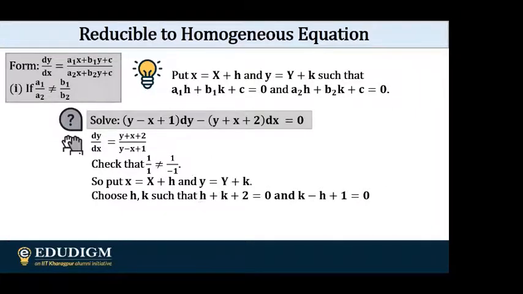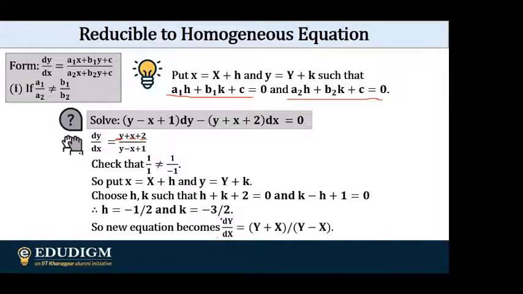Okay. So as you can clearly see, these are the conditions it needs to satisfy. So just put this as k and this as h plus 2, that should be 0. Similarly, this one. So if you solve them, this is what you're going to get. And once I put the values, this will be the new equation.